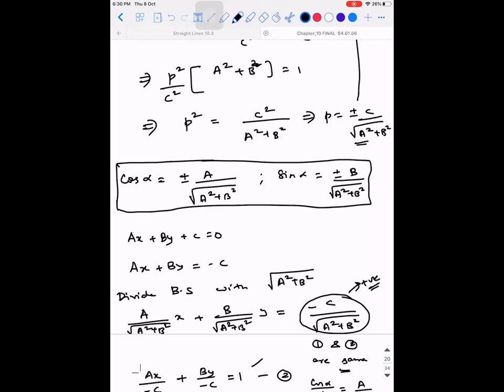Guys, I asked a question. x cos alpha plus y sin alpha is equal to p. What does p stand for? Perpendicular distance. So since it is a perpendicular distance, the right hand side should always be positive for normal form. Have this in your mind.